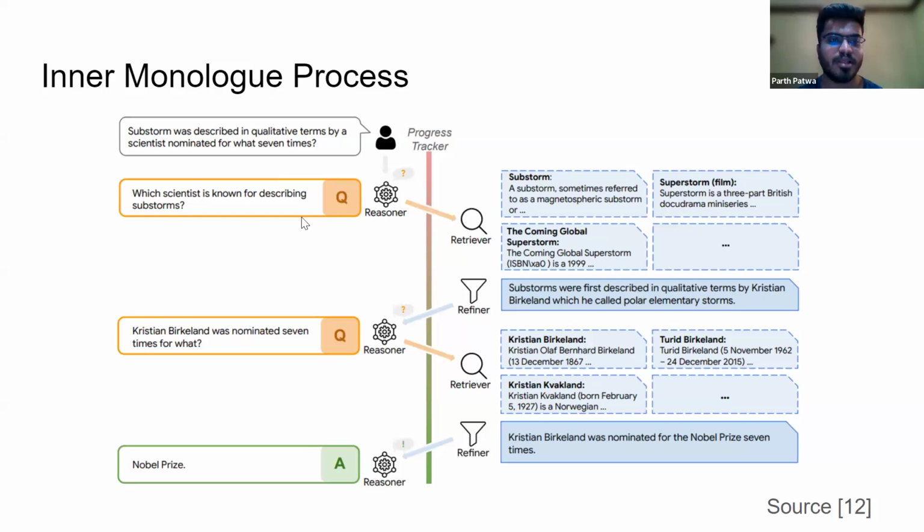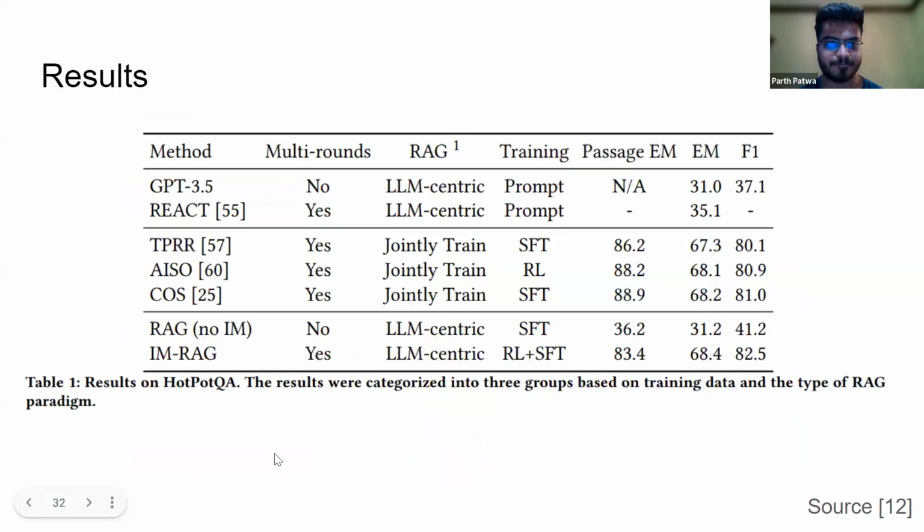So to give an example, let's say the question is, substorm was described in qualitative terms by scientists nominated for what 7 times. So first is to figure out who the scientist was, which we do with the retriever and refiner. Then the reasoner goes on to the second question, like now replace the scientist name, and he was nominated for what, and then finally we repeat the process to get Nobel Prize. And we can repeat this until we have the answer. So this was some of the advanced RAG methods. Any questions so far?